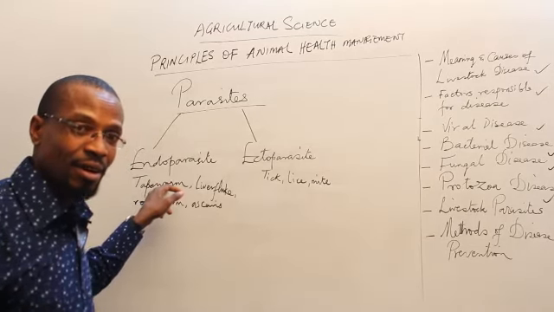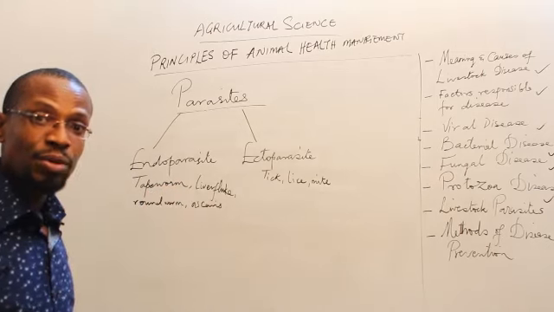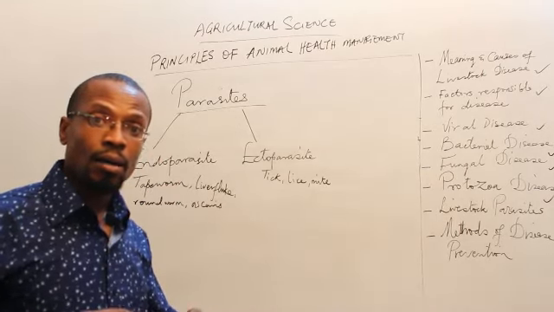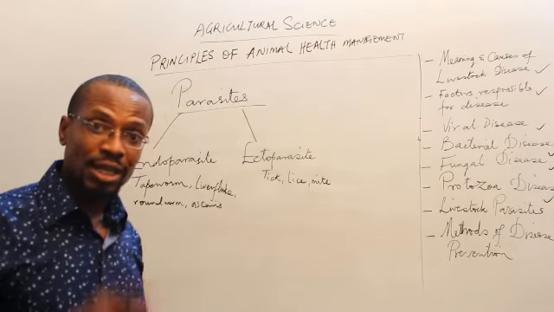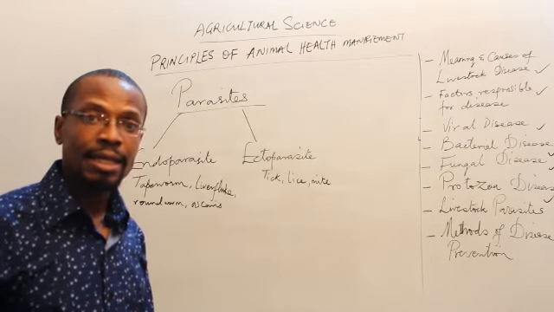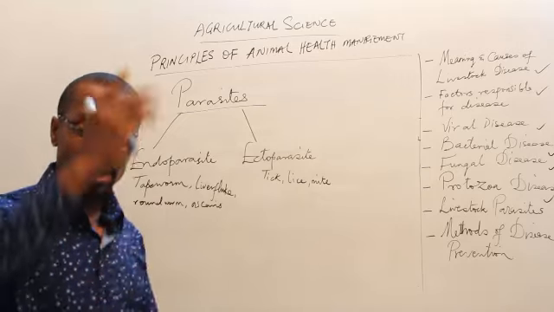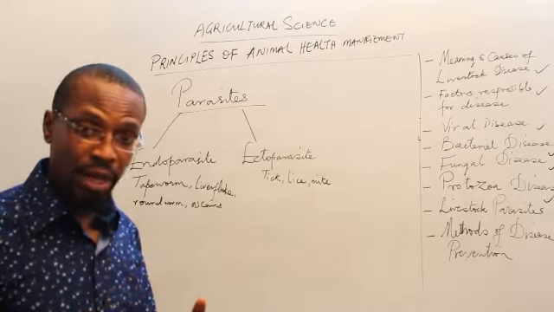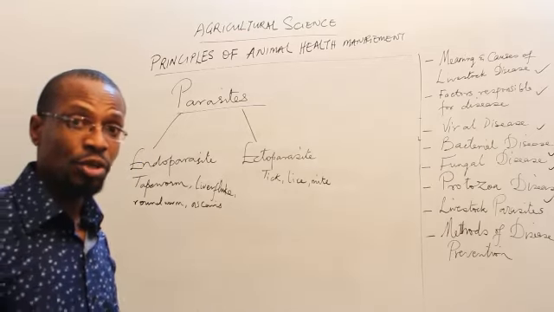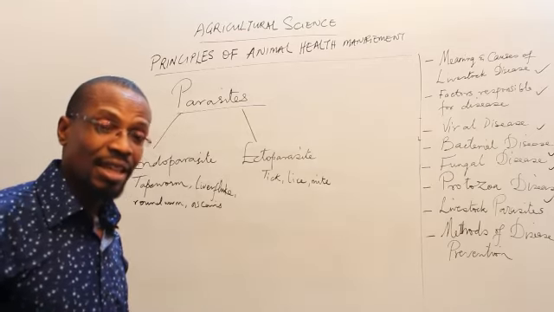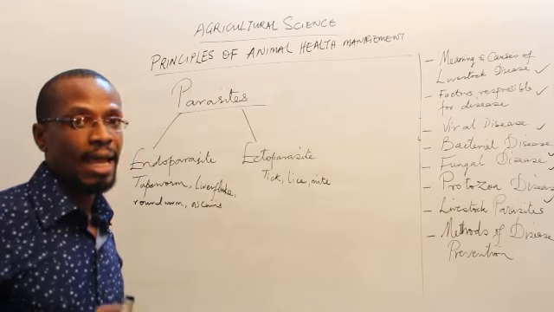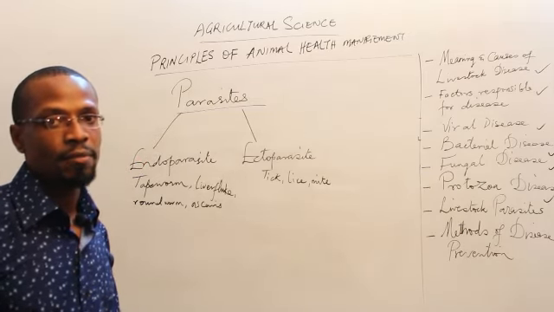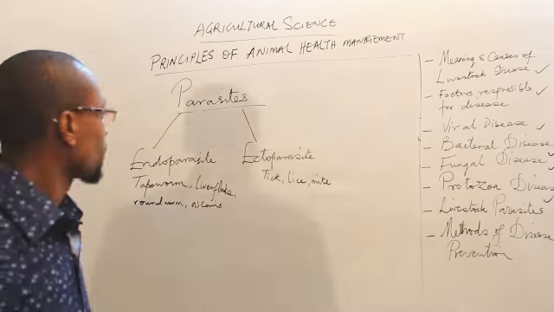hermaphroditic. That is to say that it has both the male and the female organs of reproduction within itself, within the tapeworm. That is to say that the tapeworm can fertilize itself.